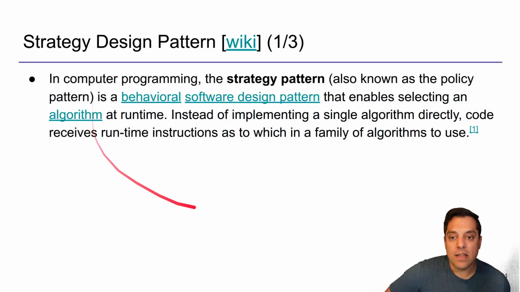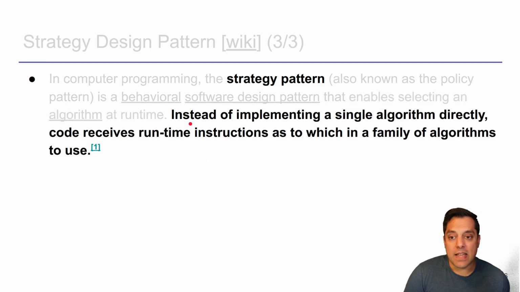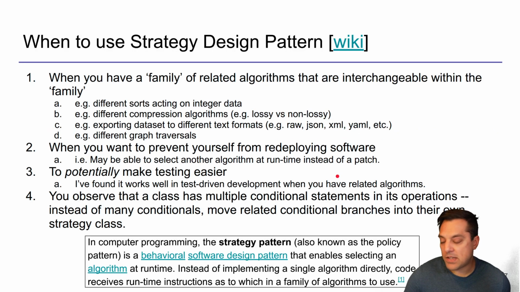So again, here is the pattern. Keying in on the main idea, the strategy pattern is about enabling the selection of an algorithm at runtime or compile time. We could also do it at compile time. But the idea is, instead of implementing the single algorithm directly, the code receives some runtime instruction as to which in a family of algorithms to use. Okay, so let's talk about some examples of the strategy pattern, because this is where we want to identify where to use it.